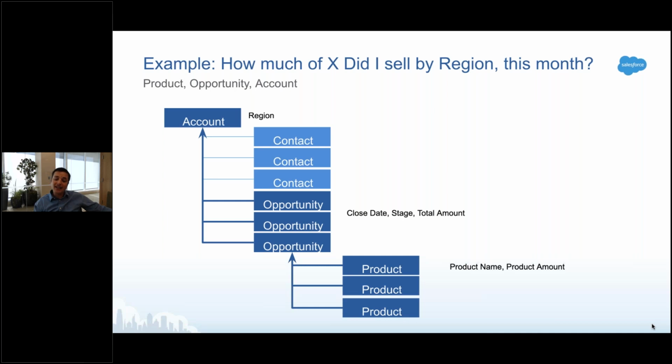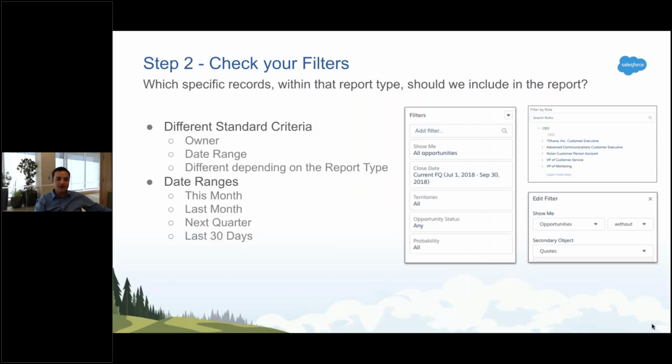But then if you want the product name and the product amount, well, you've got to get those from the related products, right? So you really got to think about, am I trying to say how much did I close by region? Well, that's accounts and opportunities. How much did I close by region, by product? Well, you've got to get the product amount. So this really is the hard part, keeping track of which fields from which objects am I reporting on. If you can think about what this is, you're halfway there. You're more than halfway there.